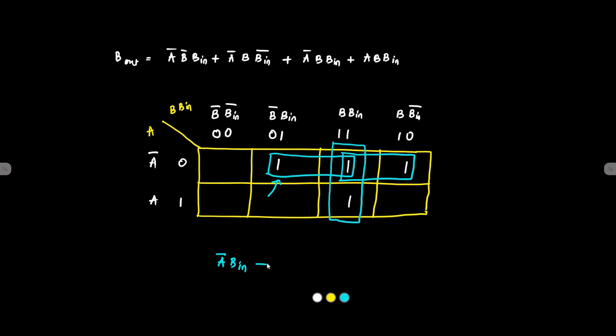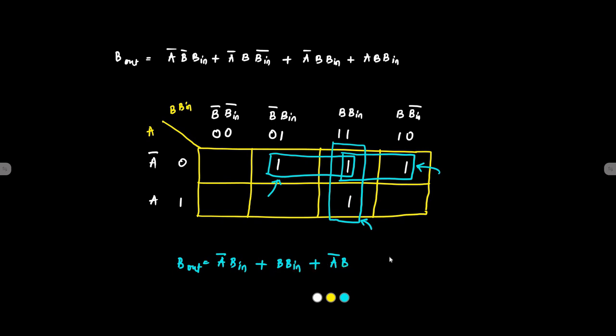Then for this pair, on the horizontal side nothing is common. Here it is A bar, here it is A. On the vertical side we have B in common. Then for this group, on the horizontal side we have A bar common, on the vertical side we have B common in both the cells. So it is A bar B. So this is the simplified borrow output, A bar B in or B in or A bar B.